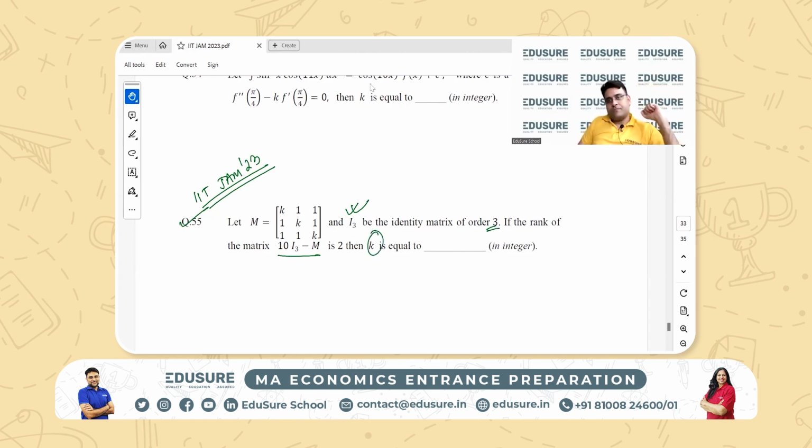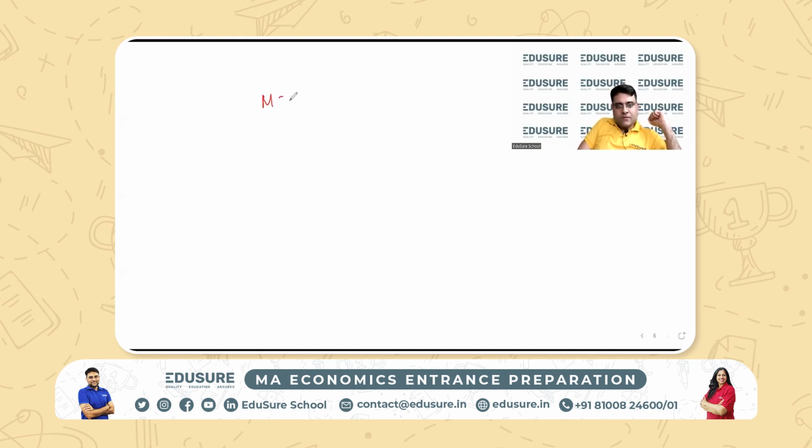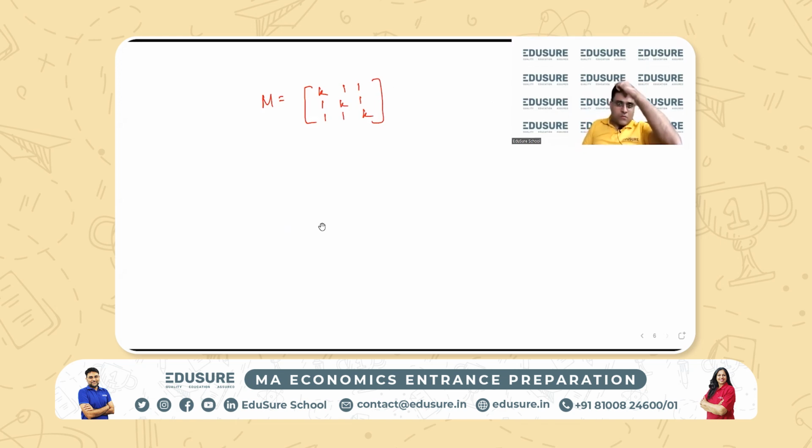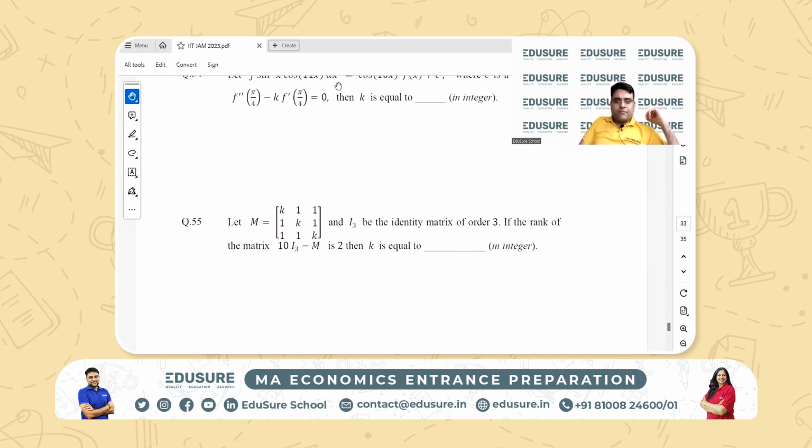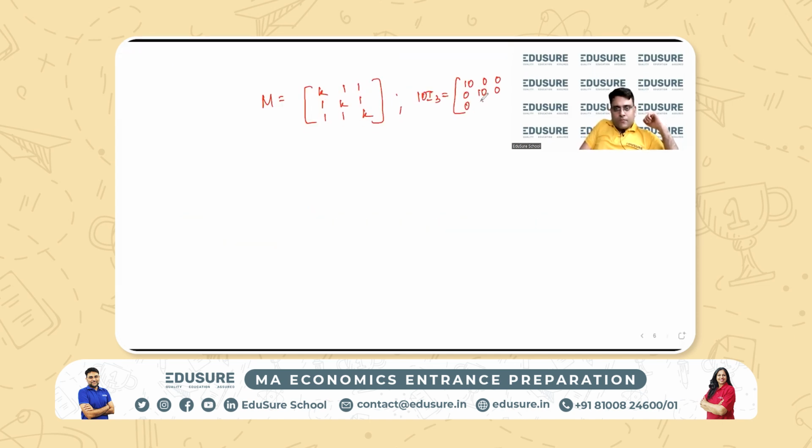So M is k 1 1, 1 k 1, 1 1 k. This is what it is, right? Okay. 10 I3 minus M. Now, the rank of this is equal to 2. That means that the determinant value of 10 I3 minus M is equal to 0.